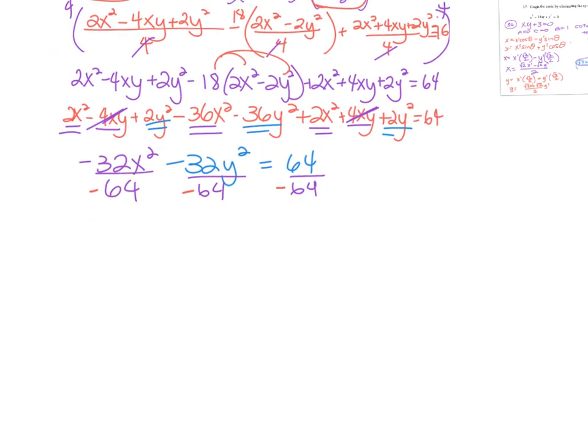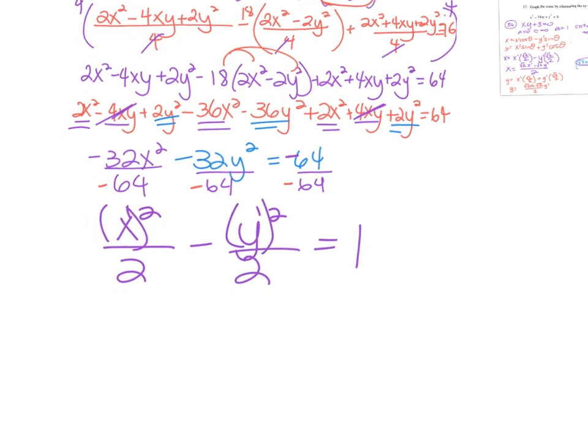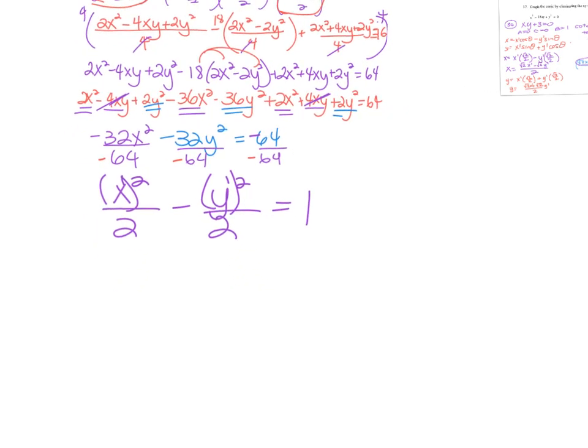So I'd get x squared over 2 minus y squared over 2 equals 1. That should have been negative. Okay, so the primes come back at the end. Just make sure that you know that this is rotated on the axis. And this is plus.